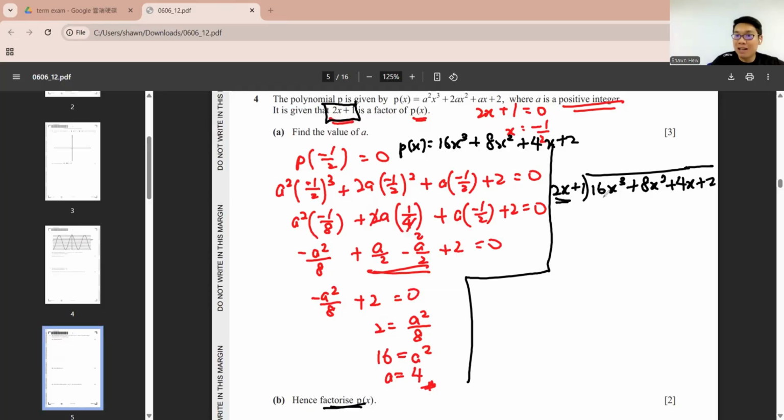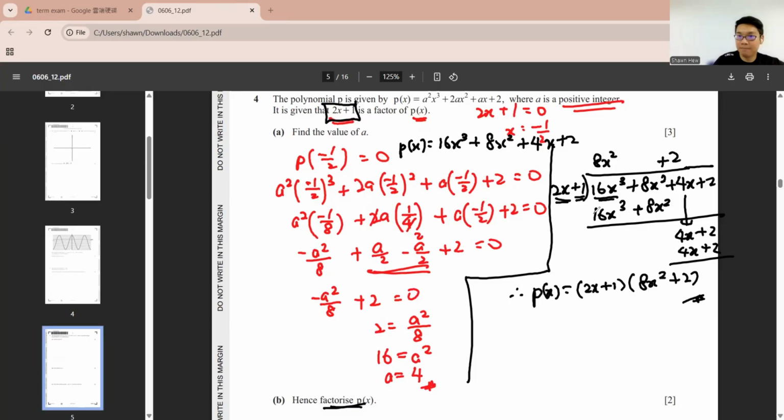What times 2x becomes 16x to the power 3? We times 8x squared to become 16x to the power 3. And then this 8x squared also needs to times plus 1 to become plus 8x squared. Up minus down, no more. So this thing can directly drag down. 2 times 2x becomes 4x, and then 2 times plus 1 becomes plus 2. So we can confirm p(x) is this.